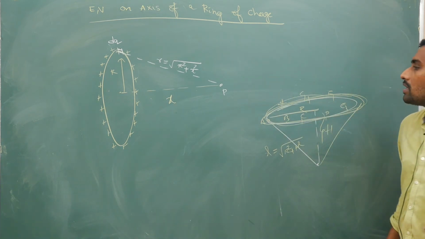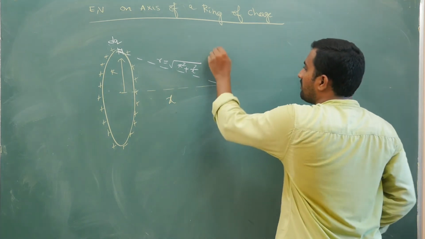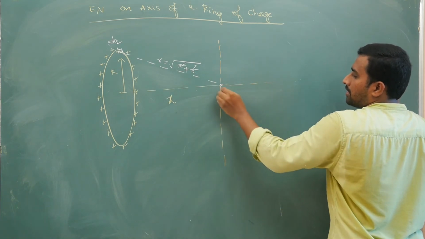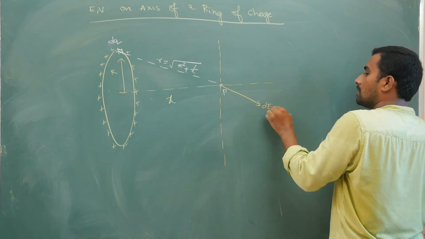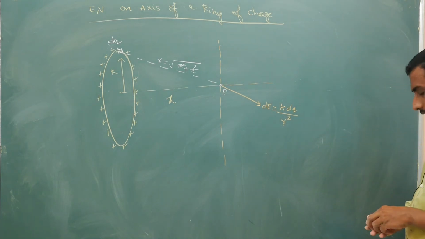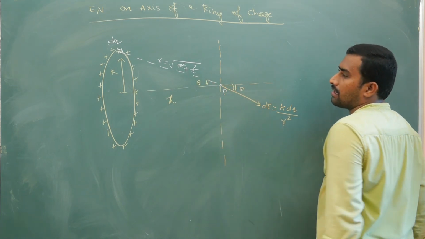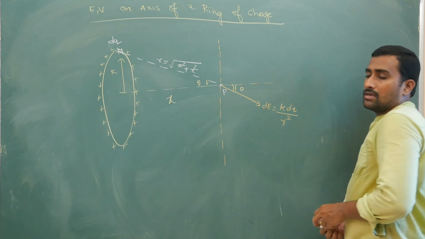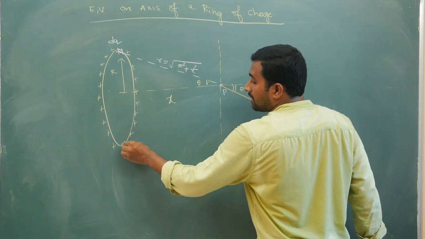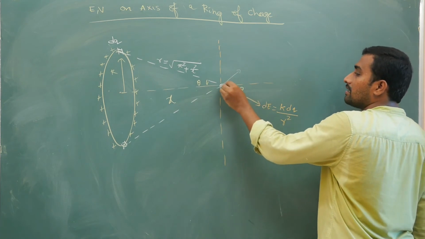In this case your small field, if you define your axis here in this manner, dE is equal to k times dq by r square. Here it is constant. Now if you look at this angle theta here, this angle also will be theta. Remember, you should not consider this in the calculation, but if you look at another dq element here, because of this dq element also there will be some small field here making some angle.